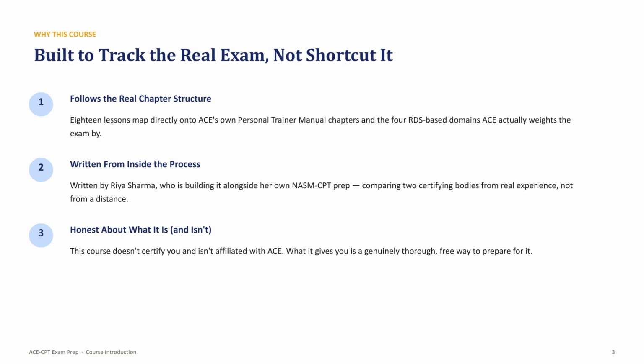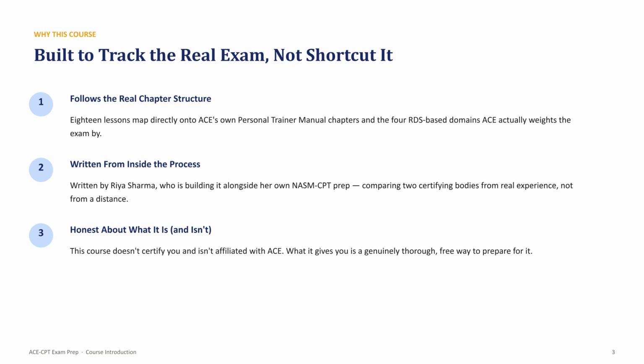Now, you might be wondering, why trust this course over any of the other study material out there? Here are 3 reasons. First, it follows the real chapter structure. 18 lessons map directly onto ACE's own personal trainer manual chapters, and the 4 RDS-based domains ACE actually weights the exam by. So studying here tracks with studying the real material. It's not a shortcut around it.